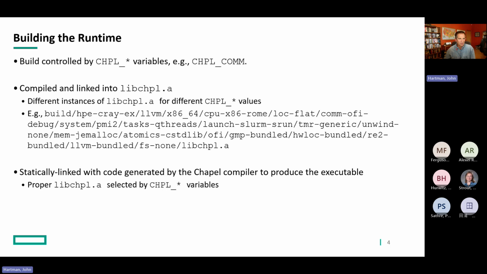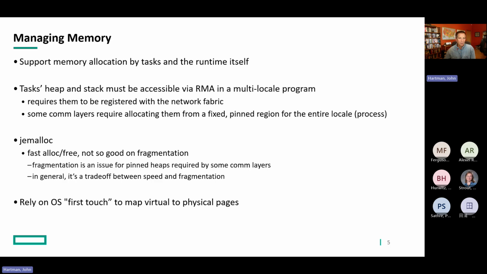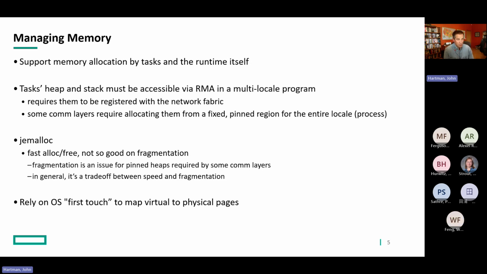You shouldn't throw me off too much. So that's kind of how this works. We don't build everything all at once because it takes a long time, and also your executables will be quite large, and so they get tailored for the particular platform on which you're running using these various chapel underscore variables. So that's mechanically how it works. Now we'll jump into the different aspects of the resources that it's managing and how it does that.